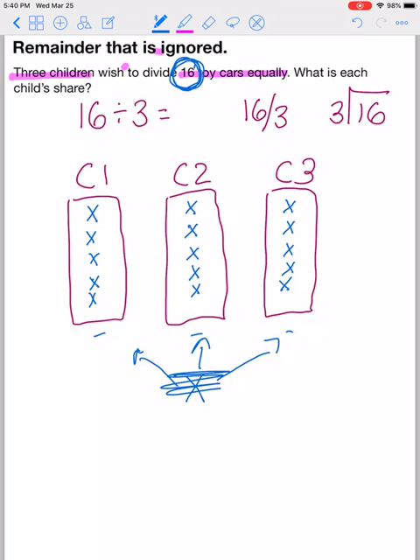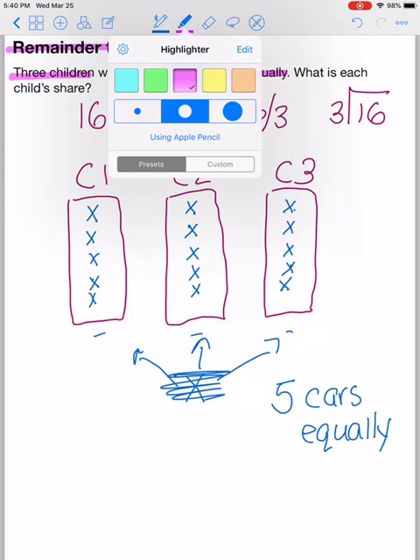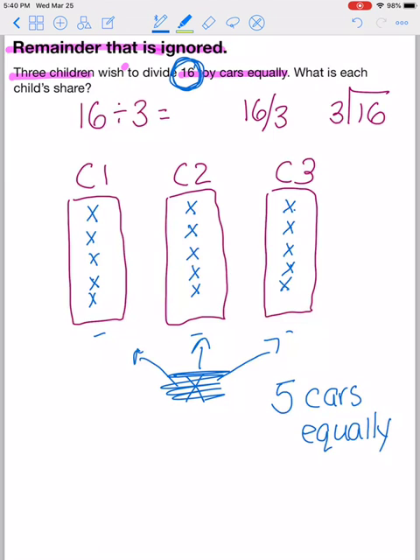So we are going to ignore it and say that each child gets 5 cars equally. So this is an example where the remainder is to be ignored. So now let's look at an example where you would have to round with the remainder. So this is an example of a remainder that should be rounded.